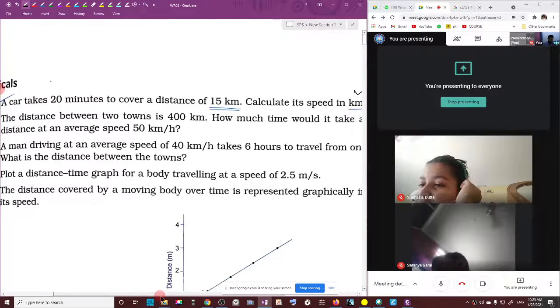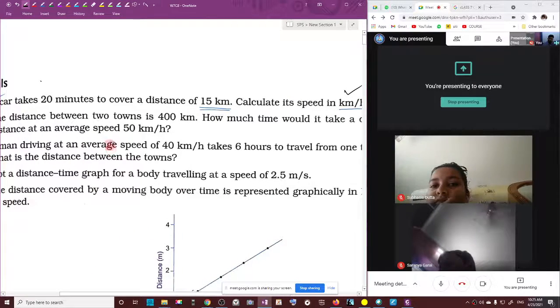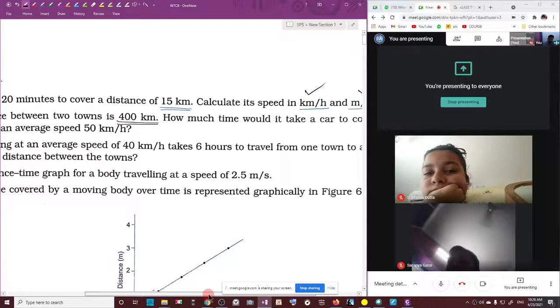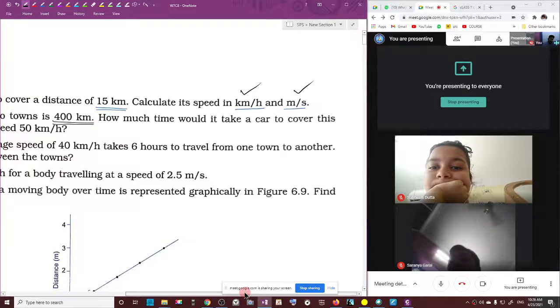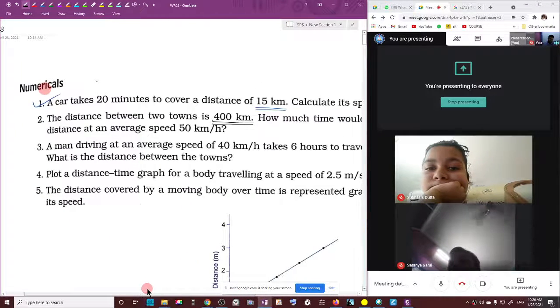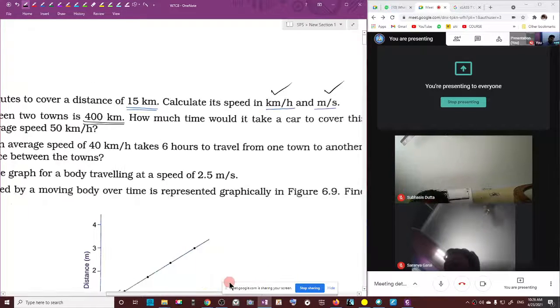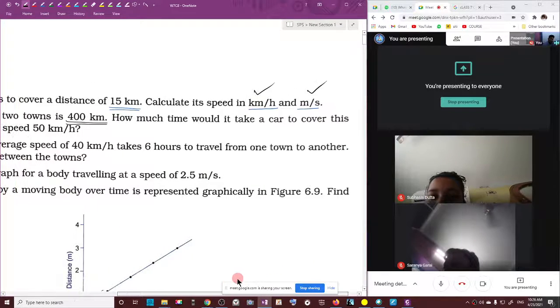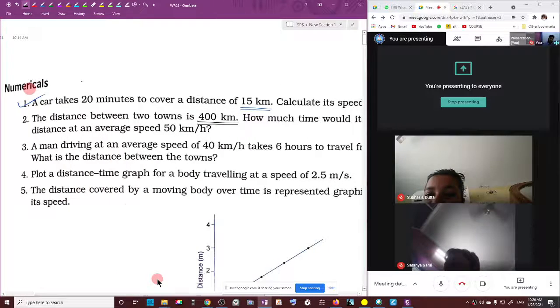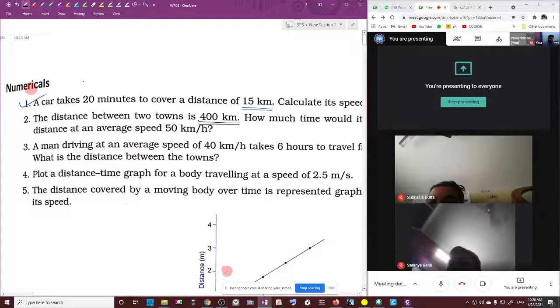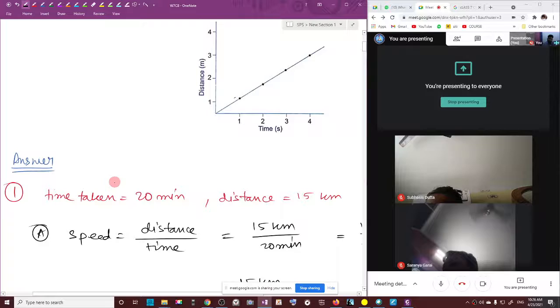Now, second question. The distance between two towns is 400 kilometer. How much time would it take a car to cover this distance at an average speed of 50 kilometer per hour? The question has two parts.